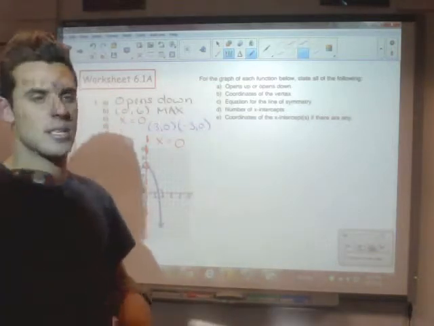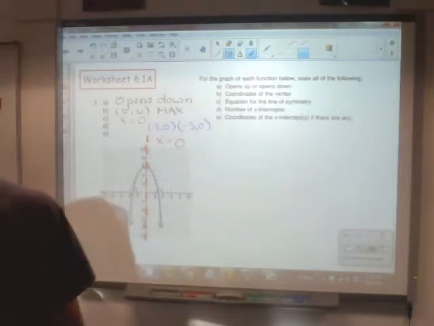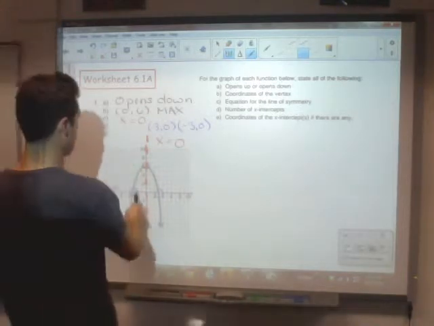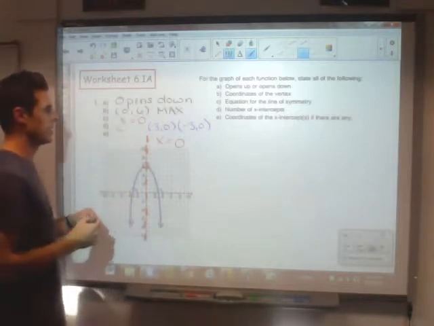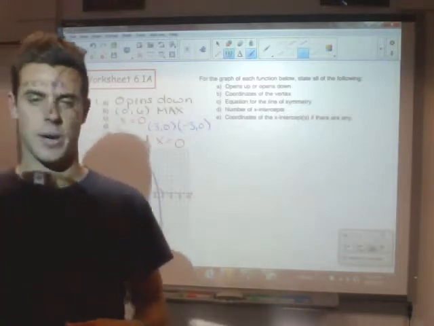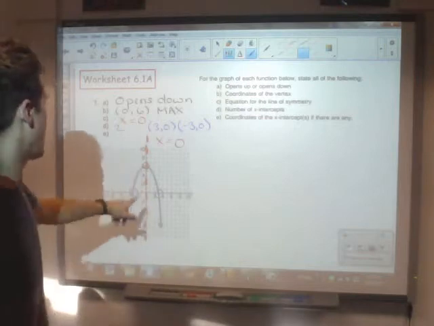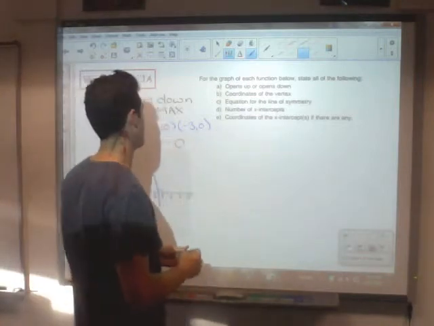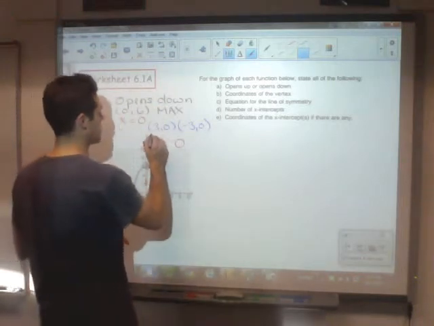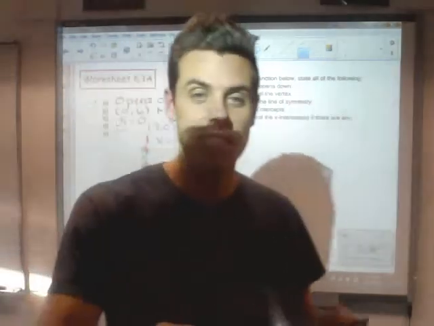Finally it says, whoa, hold on, we just skipped one. Sorry about that. D, number of x-intercepts. There are 2 x-intercepts, and we just answered part E by giving their location. 2 x-intercepts because it intercepts the x-axis twice at both of these blue circles. And the coordinates for the x-intercepts are 3, 0 and -3, 0.